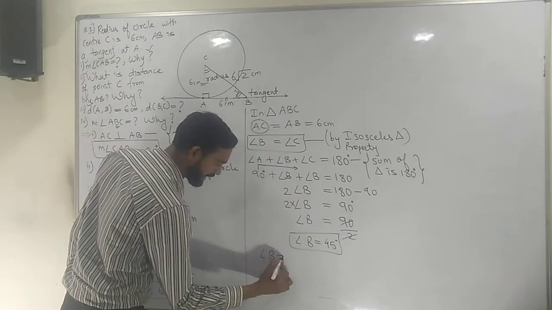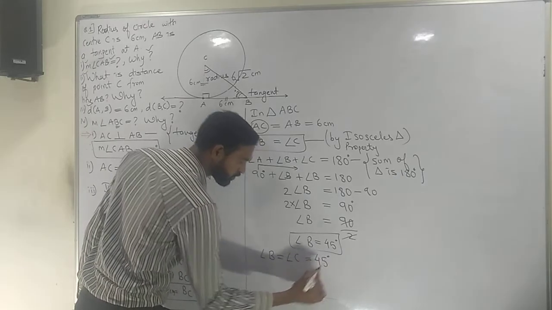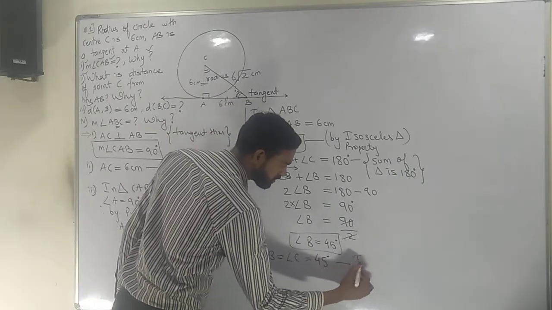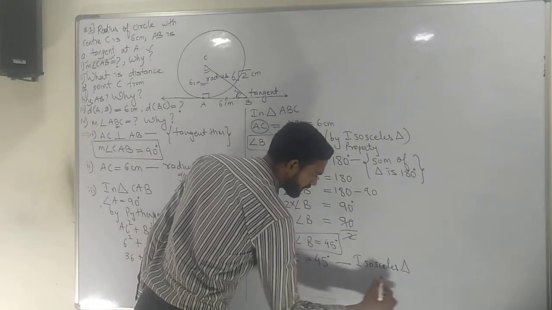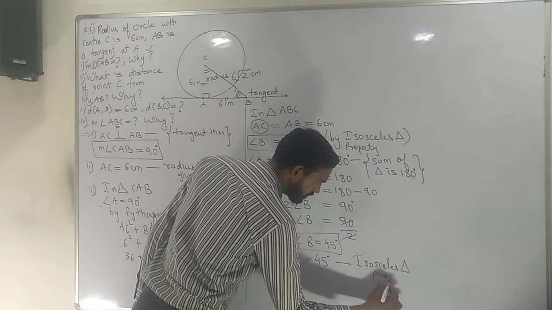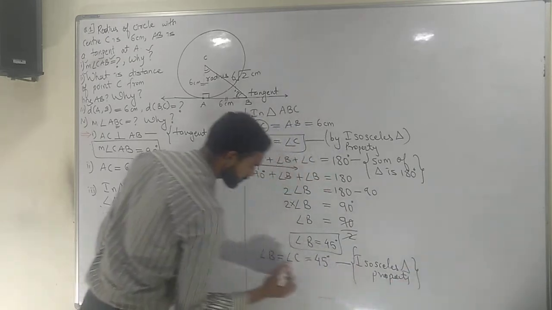Since angle B is 45 degrees, what do we know? We know that angle B was equal to angle C. So both are 45 degrees. The reason is the isosceles triangle property. Clear everyone?